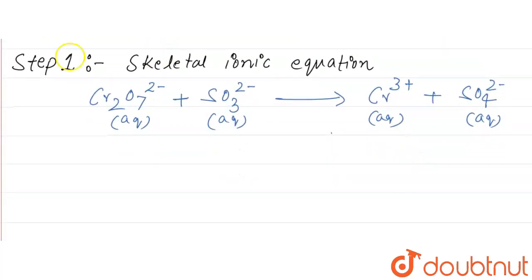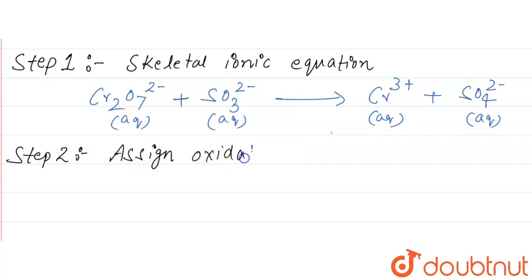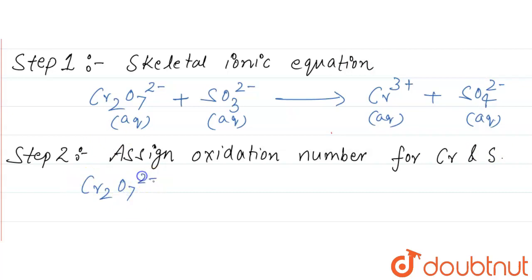Second step. In step 2, what we have to do? In step 2, assign the oxidation number. We have to assign the oxidation number for chromium and sulfur. So in Cr2O7 2-, we will write the equation once more: Cr2O7 2- plus SO3 2- gives Cr3+ and SO4 2-.